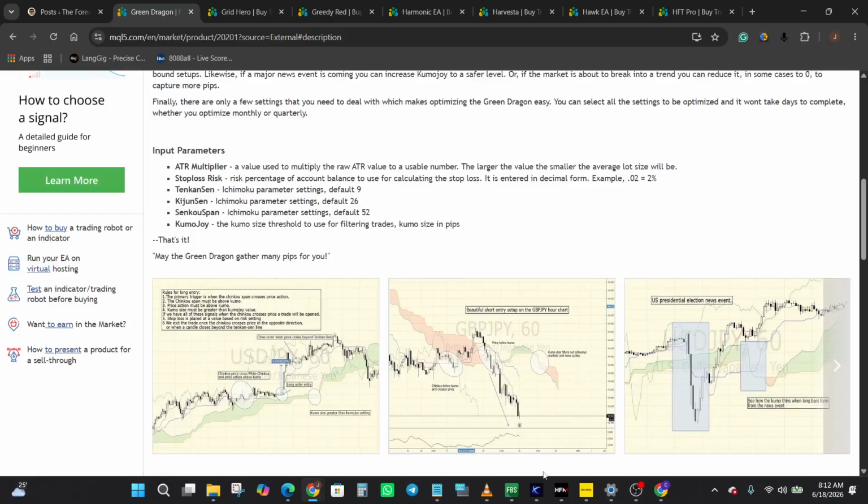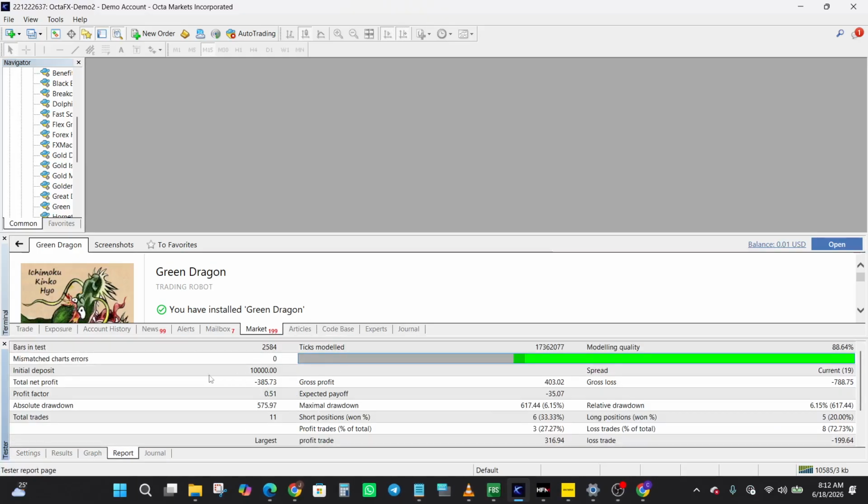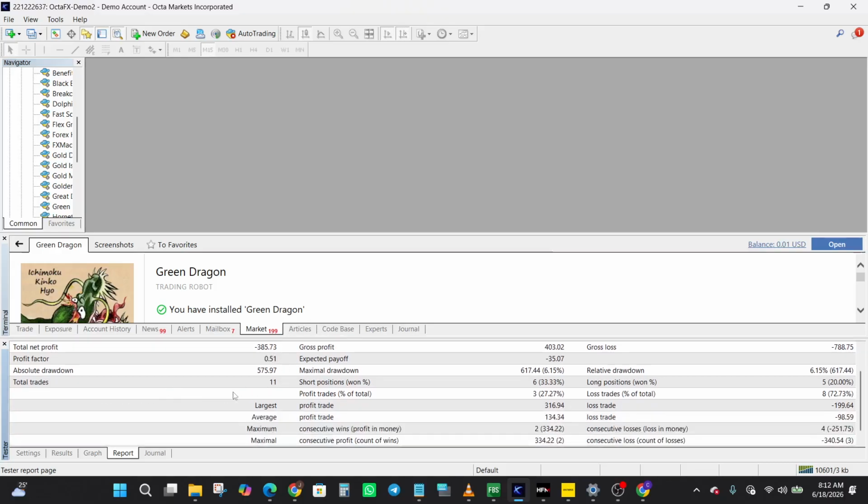Let's head over to our strategy tester right away. So we can see that the Green Dragon EA was tested on GBPUSD on the H1 time frame over the past 3 months using the every tick modeling. From here, I can see that from an initial deposit of $10,000, the total net profit was negative 385.73, and the total trades taken were 11, out of which 3 were profitable. So here again, I can see a low win rate. The win rate is just 27.27%. Largest profit was 316.94. Largest loss was 199.64.